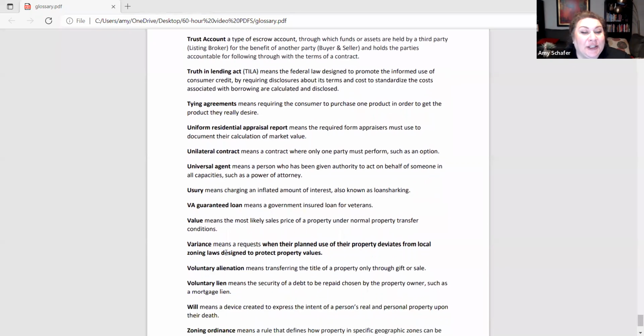A VA guaranteed loan, again, that's for veterans. It's a 100% financing program. I would connect that to CRV, the Certificate of Reasonable Value. That's their version of an appraisal.